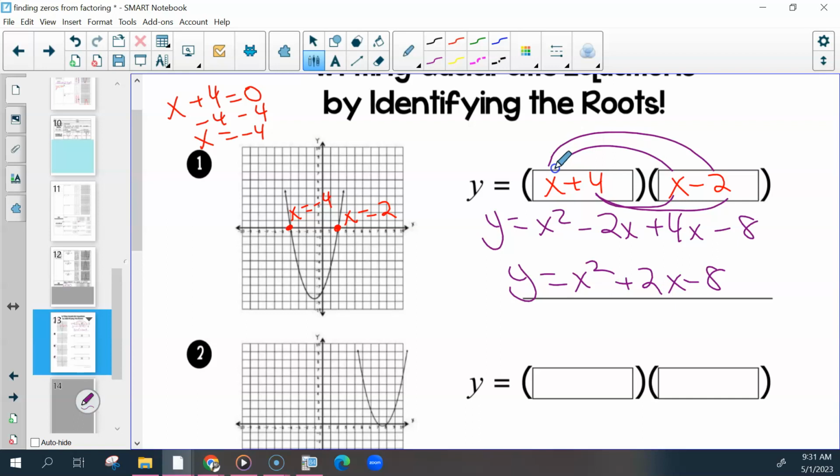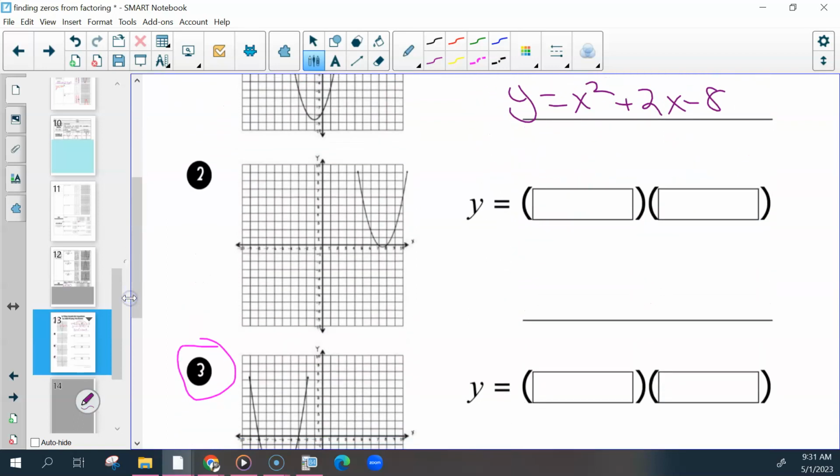Let's do one more. What are the zeros that are given? What are the solutions that you see on number 2? Which numbers do we see? 7 and 8. So then how would we write those as factored form?